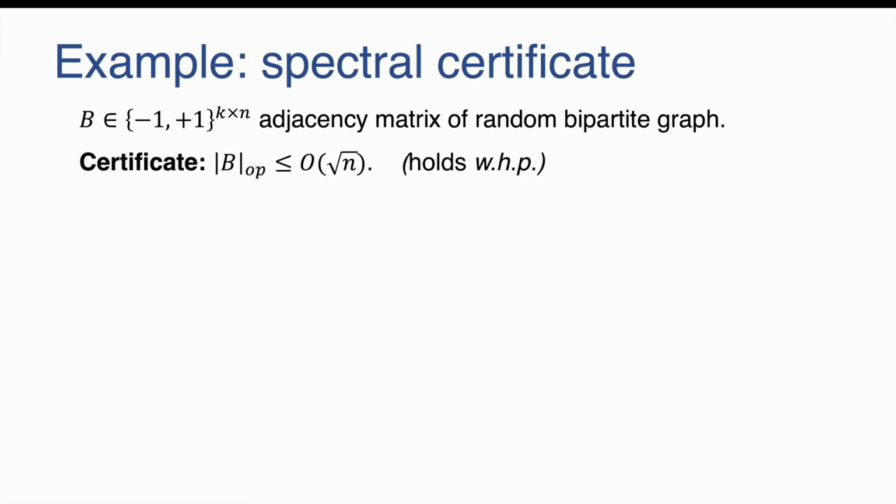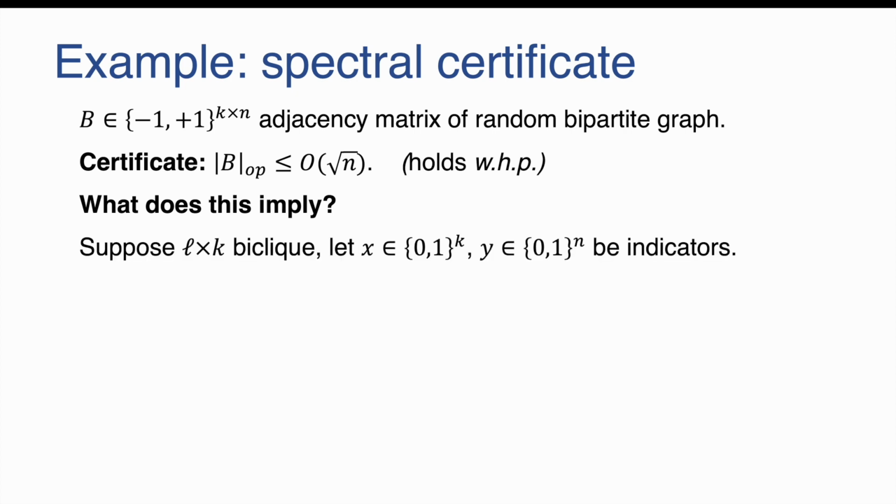Then as a certificate, I want to use the fact that the spectral norm of B is at most root n. So this actually holds with high probability for a random bipartite graph, and I'm claiming that this fact alone says something about bicliques. You don't need to use anything else about the randomness except this spectral norm in order to get that some bicliques cannot be too large. So let's see exactly what it gives.